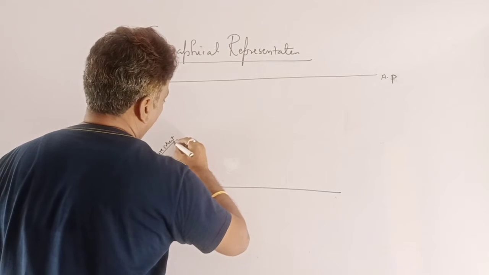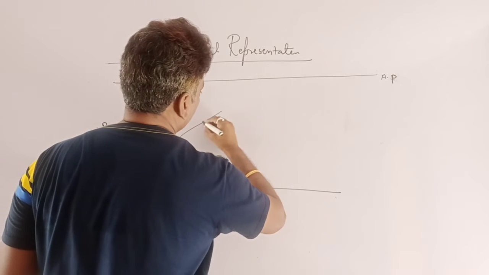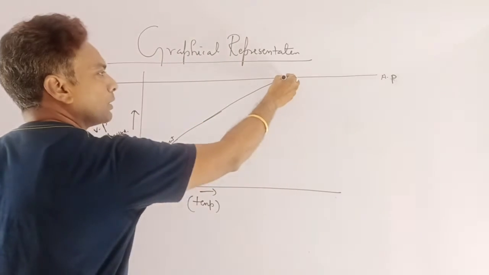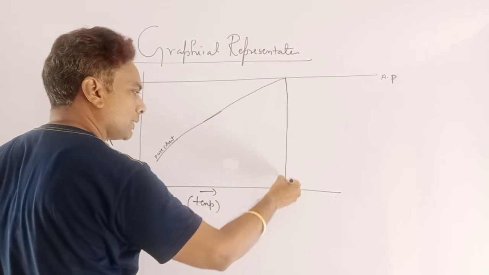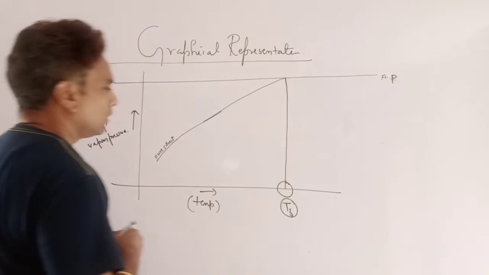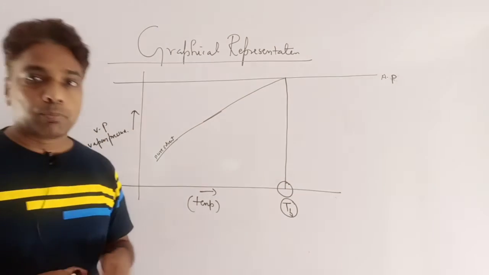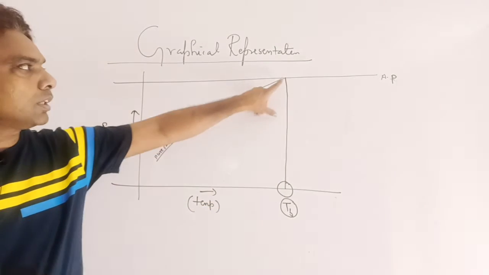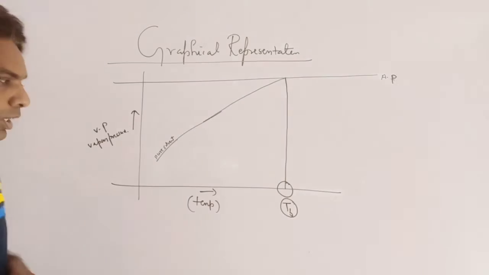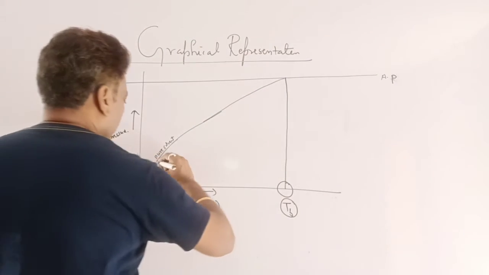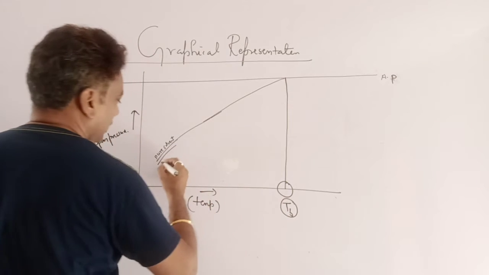The variation is parabolic, like this one, and the temperature at which the vapor pressure is equal to atmospheric pressure is known as the boiling point. According to the definition of boiling point, it is the temperature at which the vapor pressure of pure solvent is equal to atmospheric pressure. Now after mixing a small amount of solute, the vapor pressure of the solution decreases.